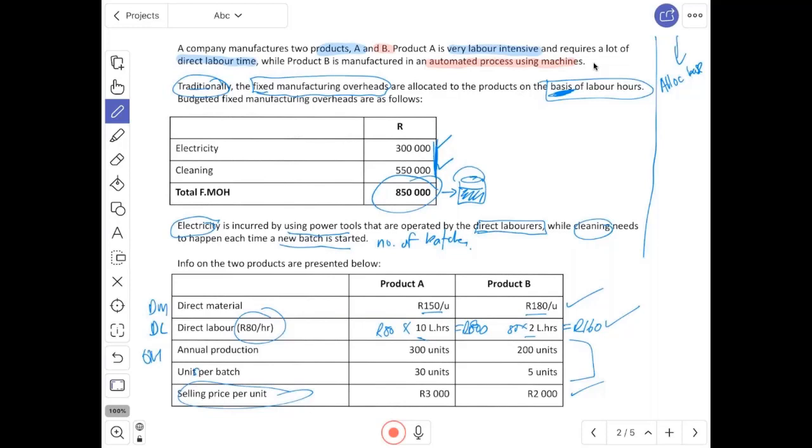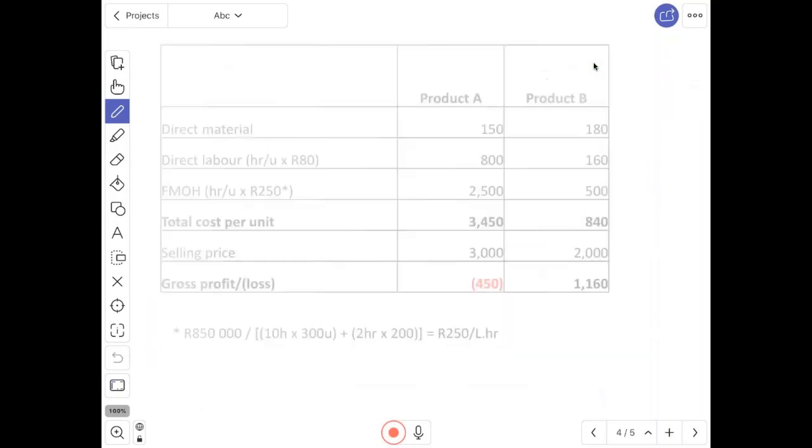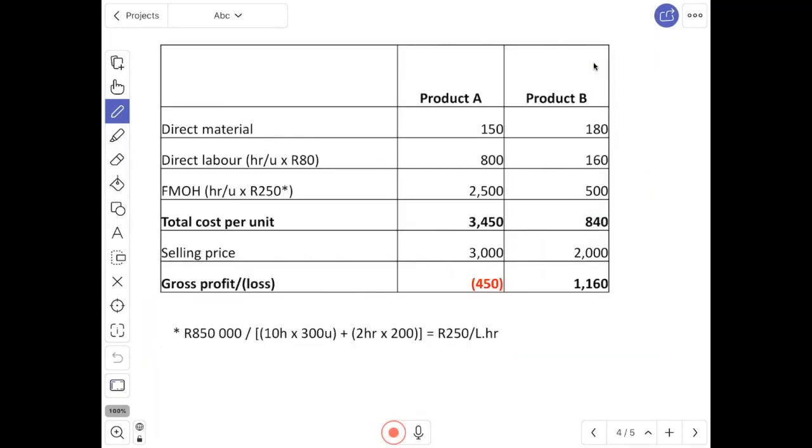So the traditional method is where we take the total overheads, our budgeted overheads divided by normal capacity to calculate our predetermined overhead allocation rate, and we're going to allocate that to the products. So our allocation basis is important, labor hours. So let's calculate the rate. That's the first step. I did it here in a calculation at the bottom.